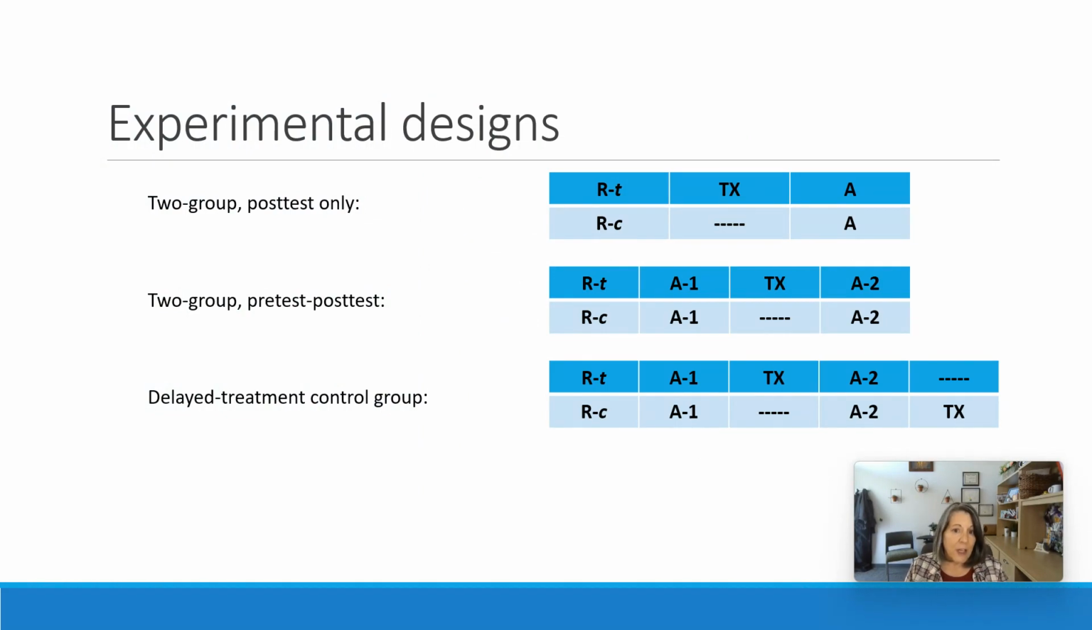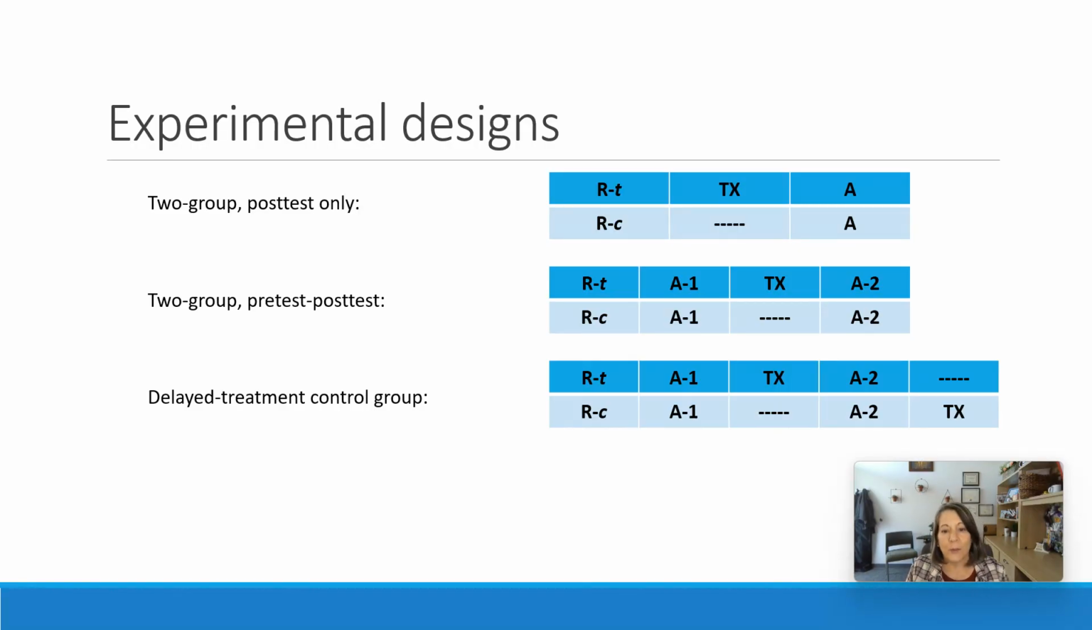This is actually found in your textbook, Taylor 2024, Chapter 13. So if you want to spend a little more time with these designs, that would be a great place to do it. So in experimental designs, we are looking at least two groups. And this first design shows that we are doing a post-test only. So R means randomized, T means the treatment group, and C means the control group.